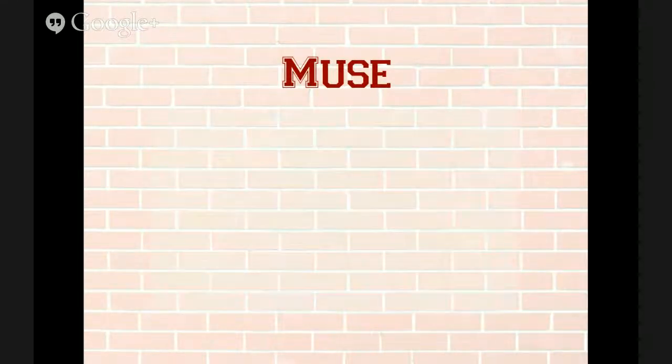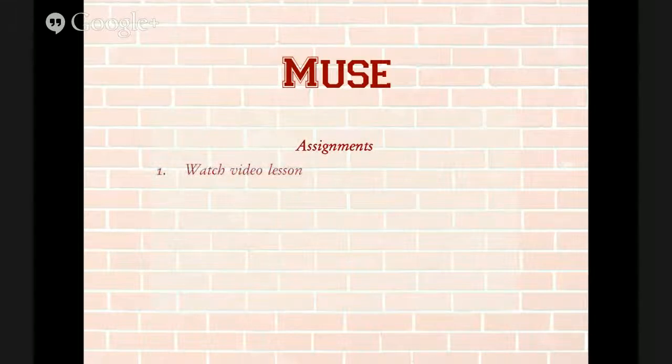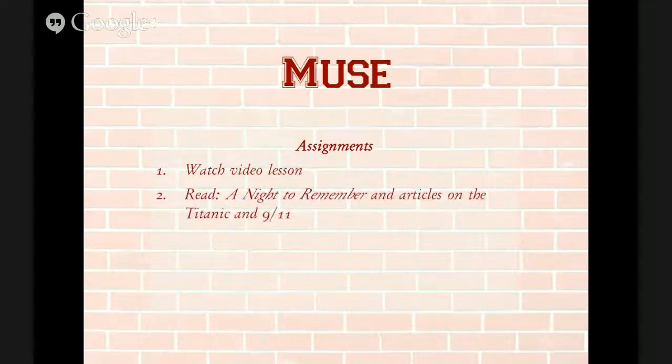All right, so let's go ahead and go over the assignments for today. Today's lesson is rather short. Just watch this video, and then we have a lot of reading to do, which is why I'm trying to make this video short. So read A Night to Remember if you would like. That's optional. And then you have two articles to read, one on Titanic heroes and one on 9/11 heroes. So please read both of those articles. The chapter from A Night to Remember is optional.